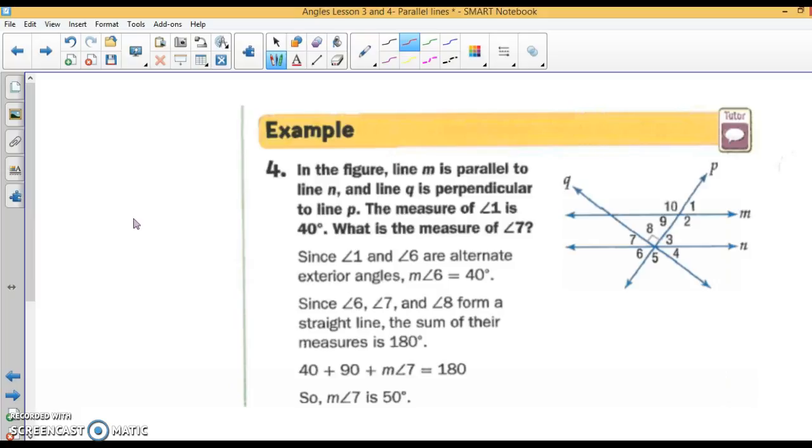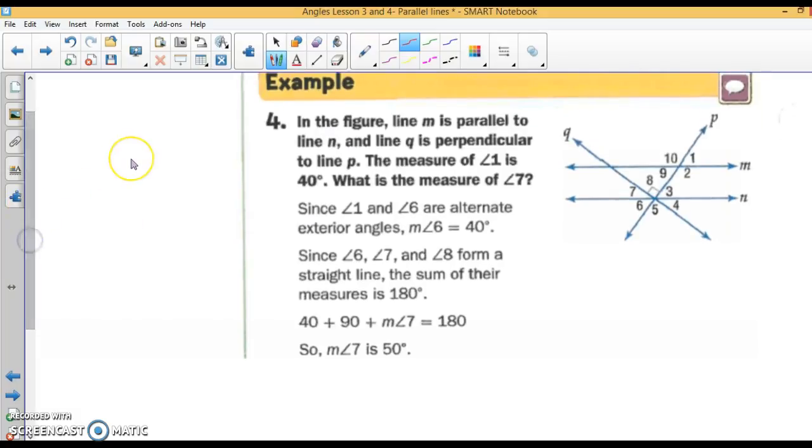In this figure, line M is parallel to line Q. Oh, line M and N. I'm sorry, line M and N are parallel. Line Q is perpendicular to line P, right there. The measure of angle 1 is 40 degrees. They want to find the measure of angle 7.